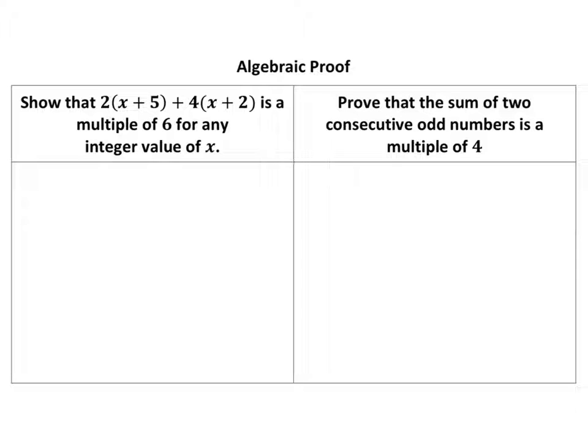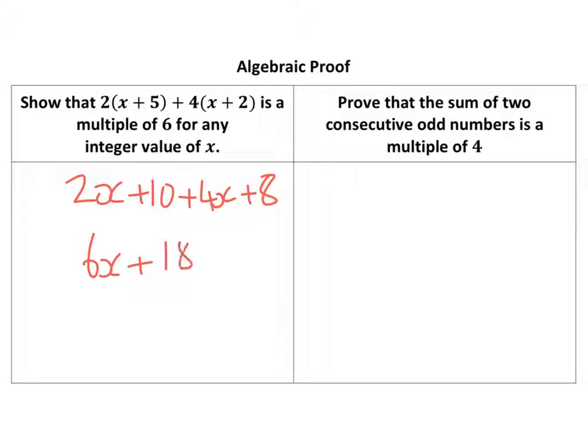So first thing we need to do is expand the brackets. So let's expand the brackets. So that's 2x plus 10 plus 4x plus 8. And we're going to simplify. So 2x plus 4x is 6x, and 10 plus 8 is 18.